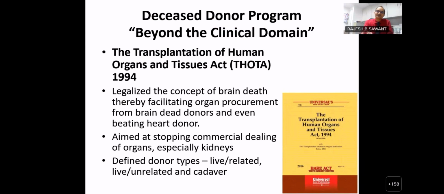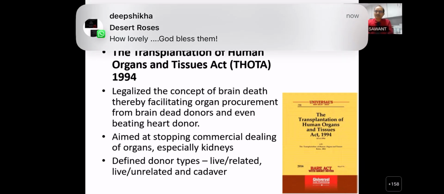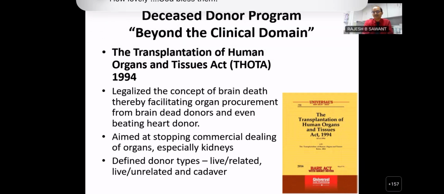There are some states, especially the southern states, that are doing well in the deceased donor program, but as a nation we still have a lot of scope to improve. So what you need to know in this is the Transplantation of Human Organ and Tissue Act, the THOTA Act, which was defined in 1994, and it legalized the concept of brain death, thereby facilitating organ procurement. It aimed at stopping the commercial dealing of organs, all those mishaps that we were coming to know through newspapers, etc. And it defined the donor types like live related, live unrelated, and cadaver donor scenario.